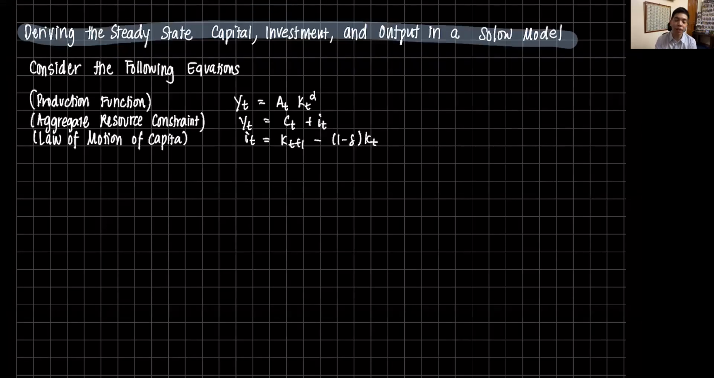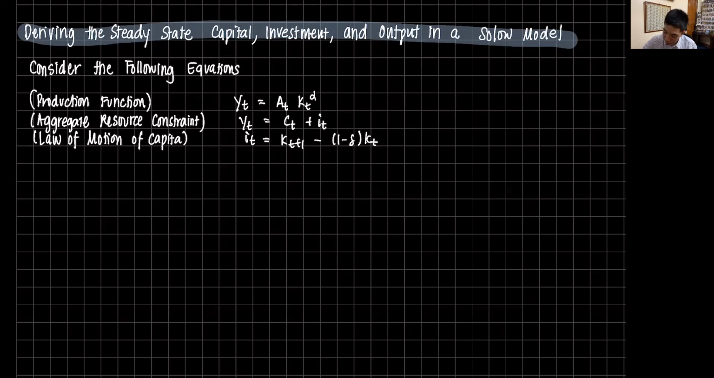Hi everyone, and welcome to this video on deriving the steady state output, investment, and consumption in a simple Solow growth model. So before we begin, let's first define or recall what a steady state is. A steady state equilibrium is an equilibrium that occurs when all variables under consideration for our model, which in this case is a simple three equation model, are growing at a constant rate, which basically means that today's value is equal to tomorrow's value.